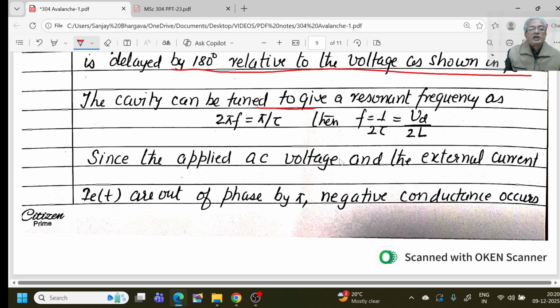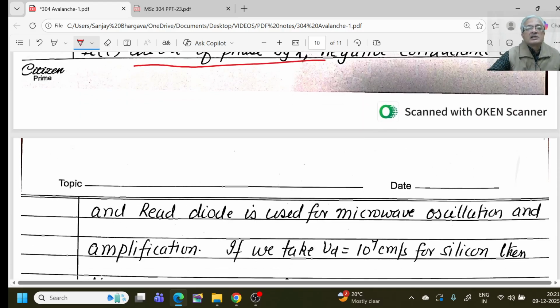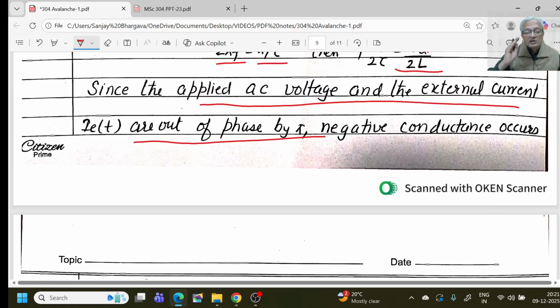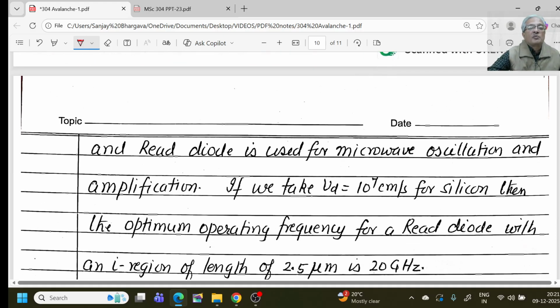The cavity can be tuned to a given resonant frequency as 2 pi f is equal to pi upon tau. So f would be equal to 1 upon 2 tau, which would be equal to Vd upon 2L. Since the applied AC voltage and the external current IET are out of phase by 180, negative conductance occurs. This phase difference of 180 has produced negative conductance. So we must understand where we are obtaining the negative conductance or resistance from.